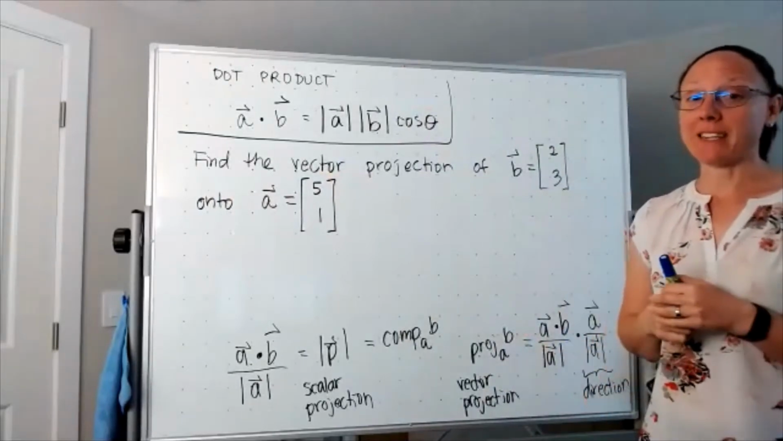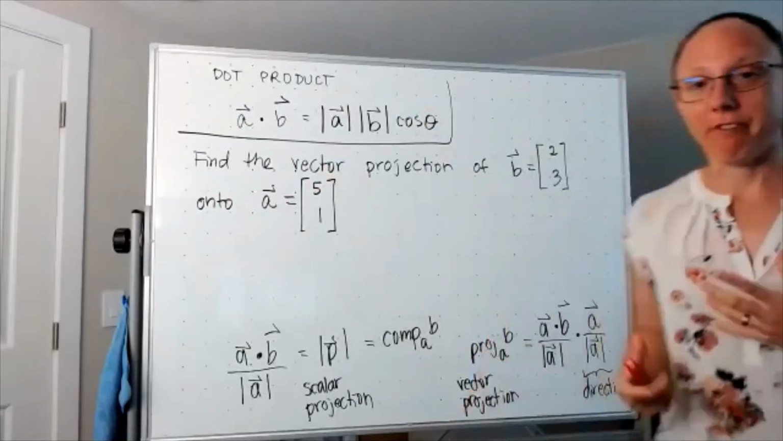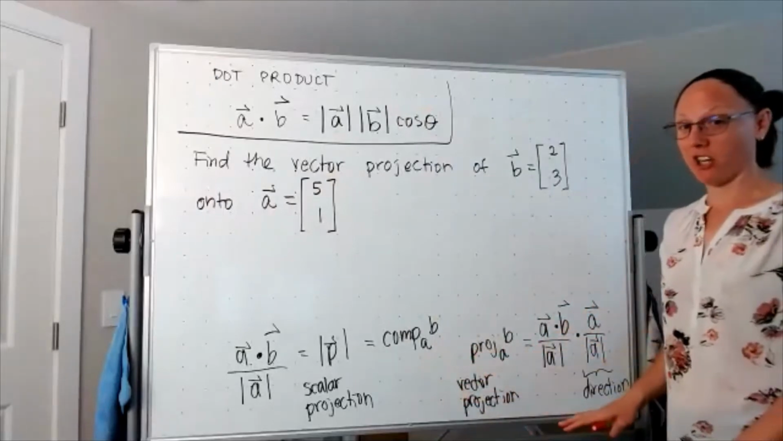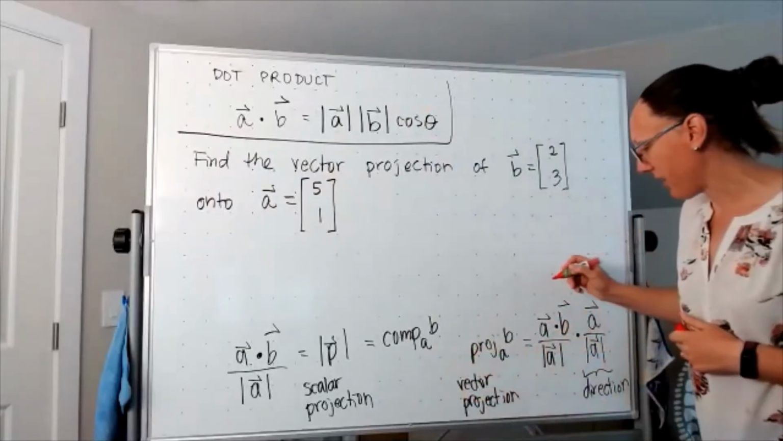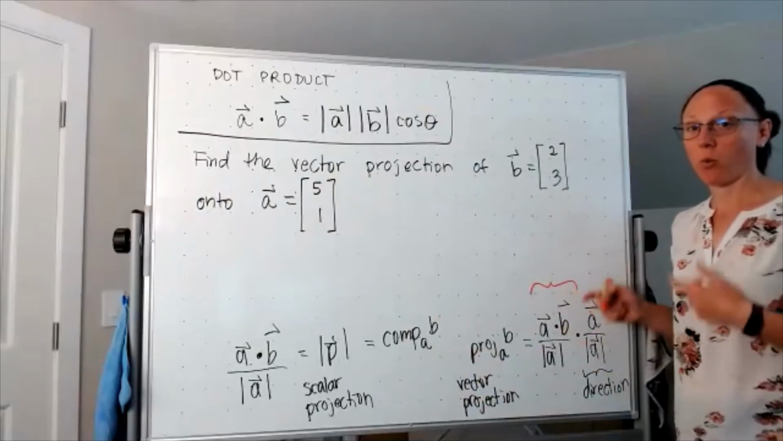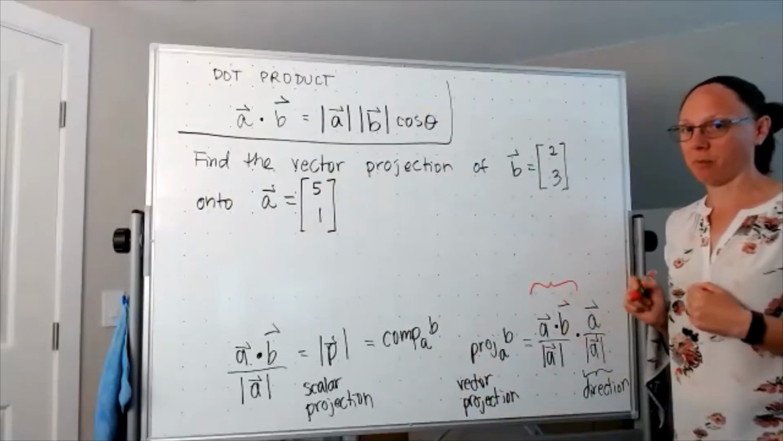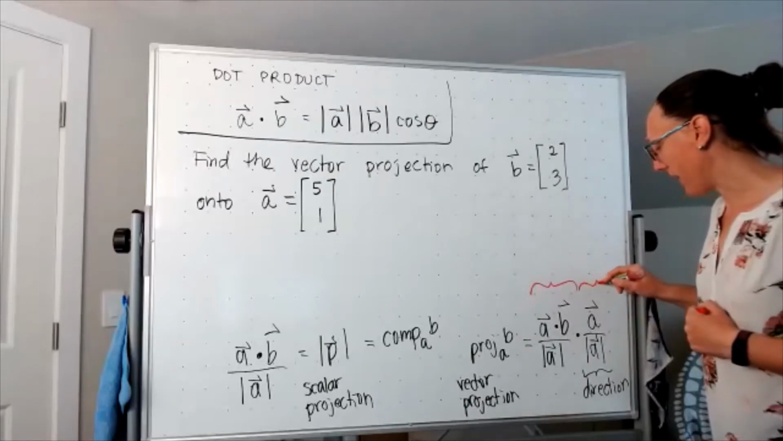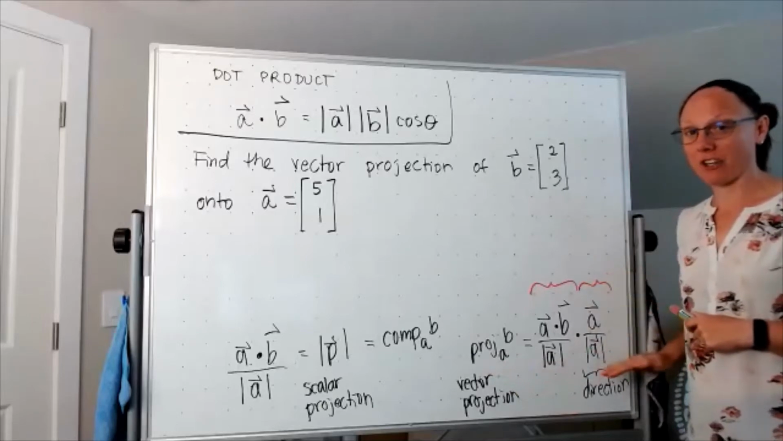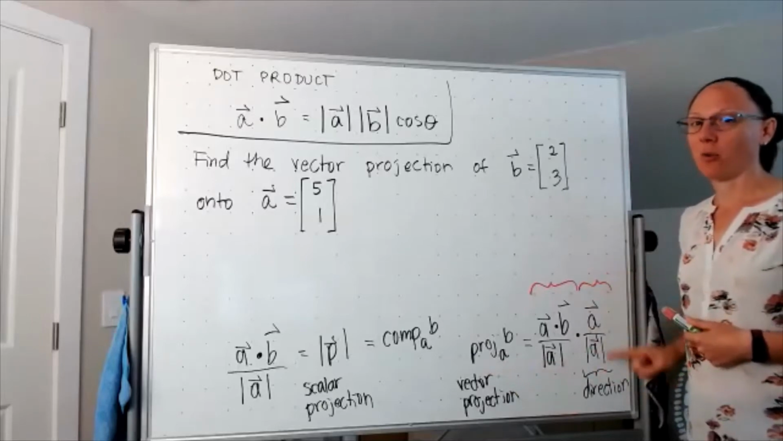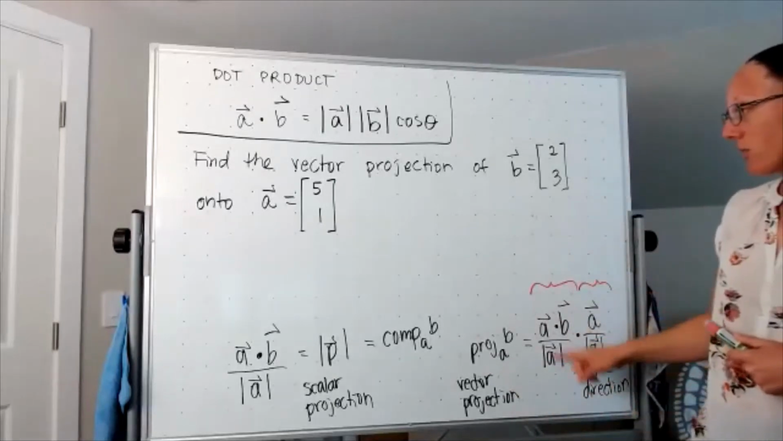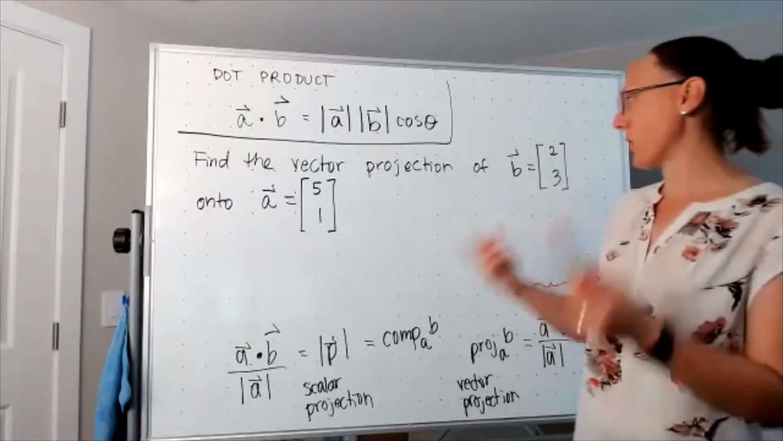Because I've been asked to find the vector projection, I know I'm looking for this one. This is my vector projection. This part right here, we refer to as the scalar projection, or the length or the magnitude of the projection. This part right here is what makes it a vector projection, because this is the direction of the vector, or the unit vector for A. So let's get our pieces going. In terms of the formula, I need A dotted with B. So let's start there.